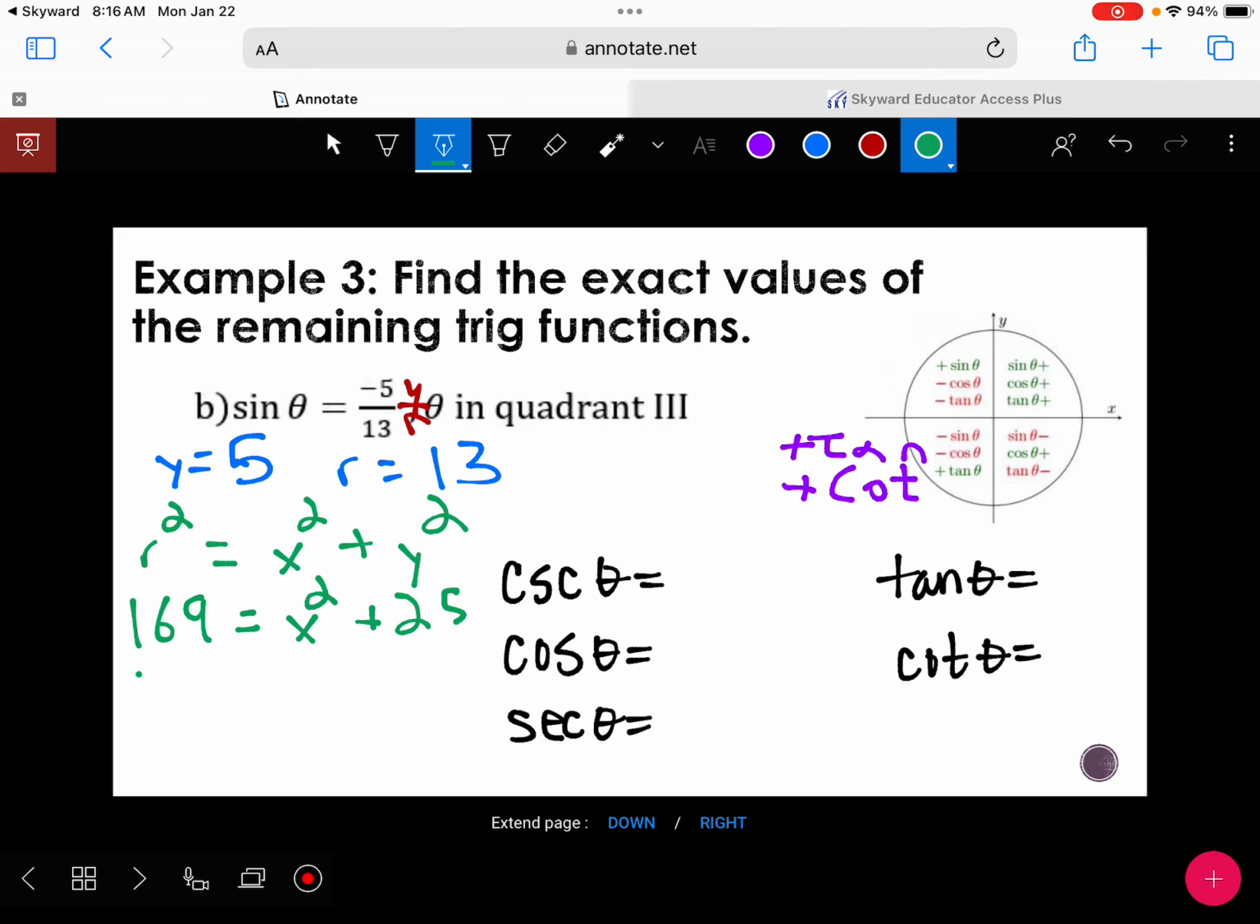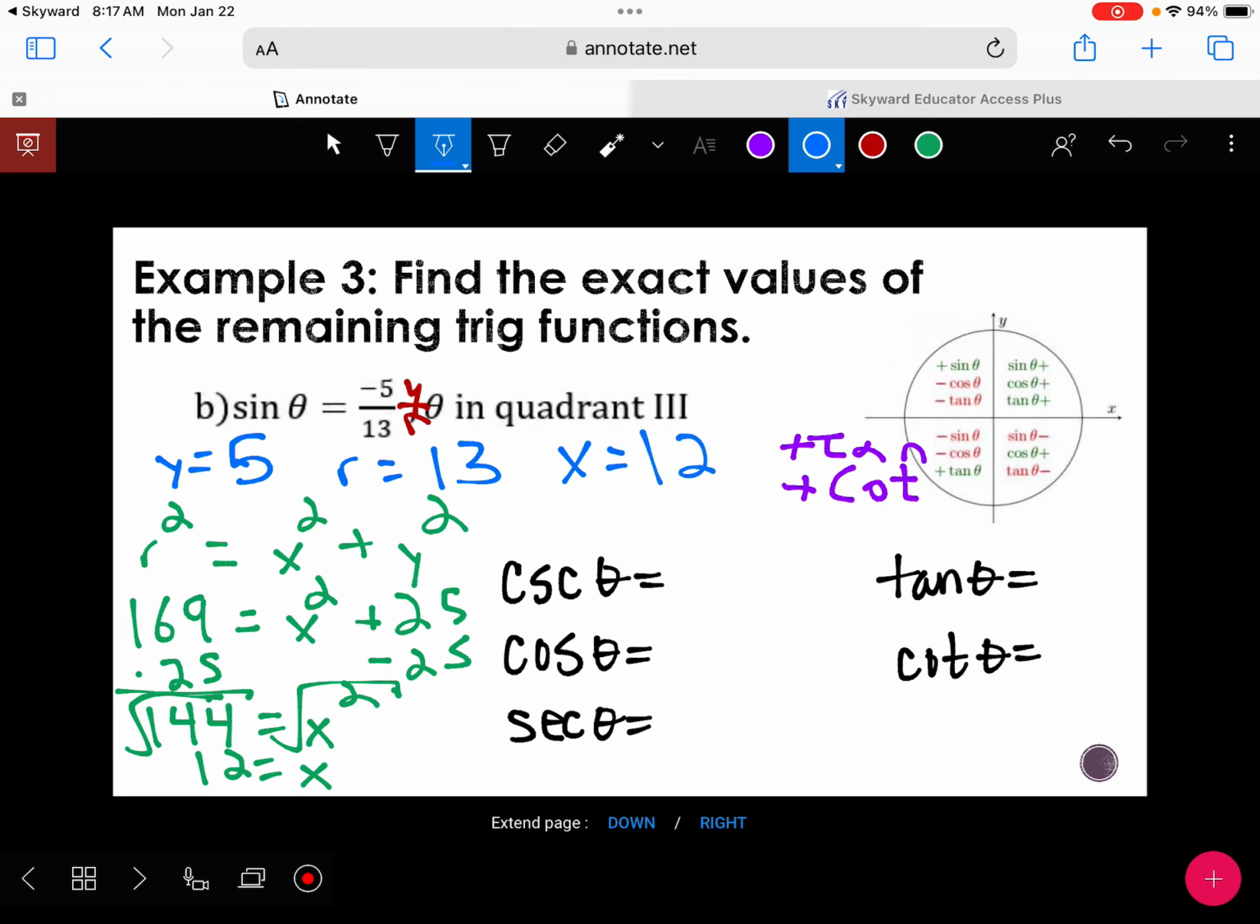From there, we're going to subtract 25 from both sides. Do a little bit of subtraction: 9 minus 5 is 4, 6 minus 2 is 4, 1 minus 0 is 1. So then 144 equals x squared. Anyone know the square root of 144? 12, good. You guys are locked in today. So now we've solved for x. X equals 12, so we can write that at the top.